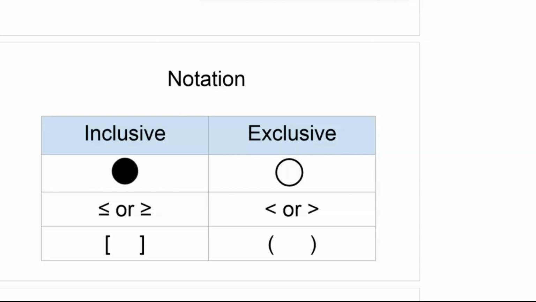In the other column, the exclusive column, we have the open circle, or we have the less than or greater than signs without the equal to underneath, or we have round, just regular parentheses. So all of those symbols mean the same thing. It means that we are not actually including the number that we're talking about there. I'll give you a few examples so that's a little bit more clear.